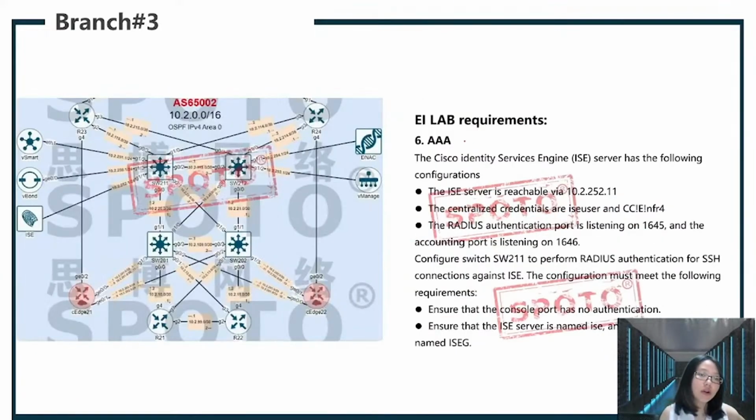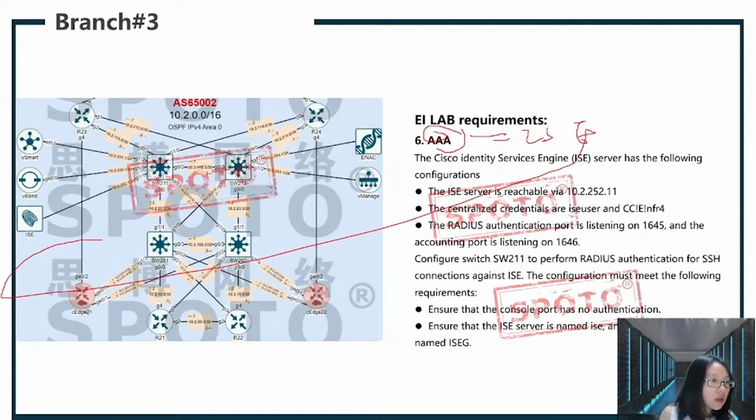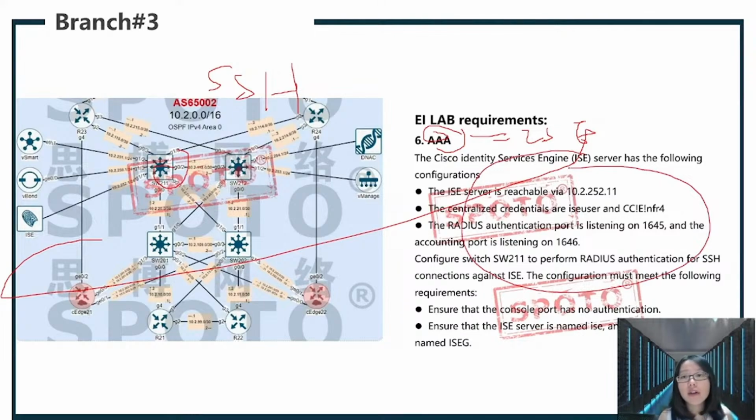Okay, and the last requirement is about AAA. Okay, AAA. So this question is related to ISE. So ISE is switch 211, and we need to configure the SSH function. So you can read the requirement by yourself.